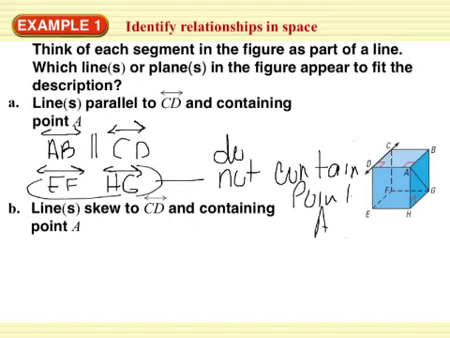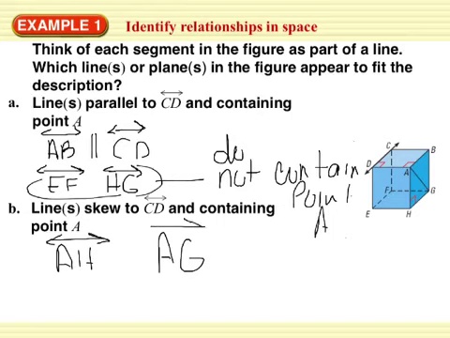AB contains point A. Lines skew to CD and containing point A. So remember, skew means they are not on the same plane and they do not intersect. So I see line AH is skew to line CD. And it looks like line AG is also skew to line CD. Okay, I have this one right here, and this one right here. Okay, there are other lines that are skew, like that one would be skew, but it doesn't contain point A. This one back here is skew, but it doesn't contain point A. Okay, let's erase all this stuff. But those two lines do appear to be skew and contain point A.